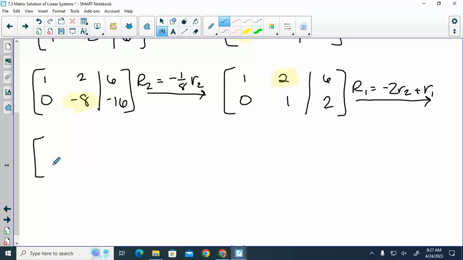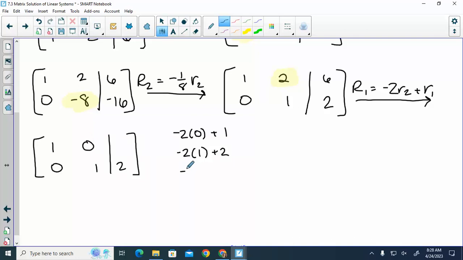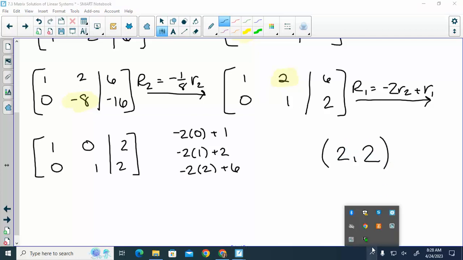Always be doing it right. No fraction. No fraction. No fraction. So negative 2 times 0 plus 1. Negative 2 times 1 plus 2. Negative 2 times 2 plus 6. So she had something different. x equals 2 and y equals 2.